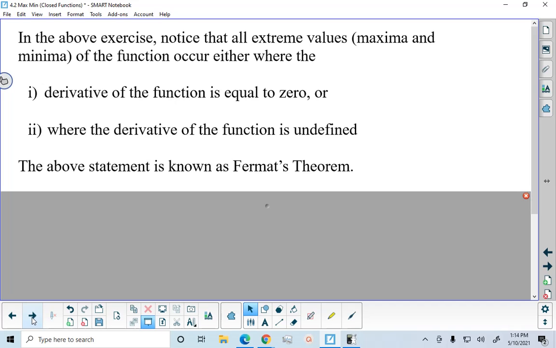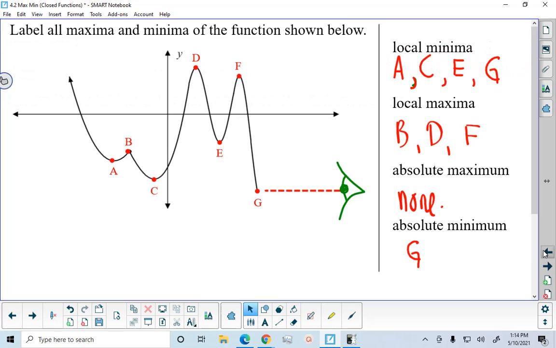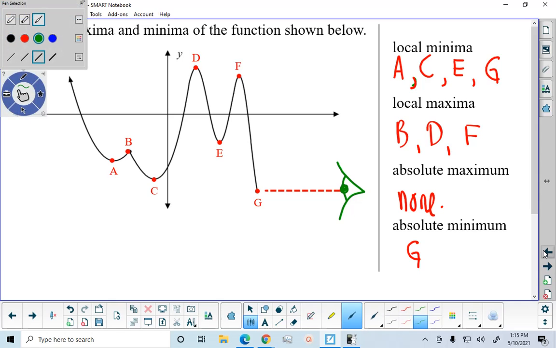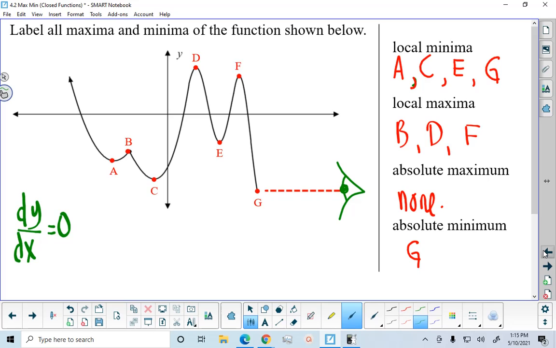The extreme values, there's a couple things I want to talk about, but the first one is that those extreme values, whether it's in the warm-up or the first example, are always where the derivative is equal to 0 or where the derivative is undefined. And I'm going to go back to our warm-up, well, this part of the warm-up, and I want to indicate to you the points where the derivative is equal to 0.